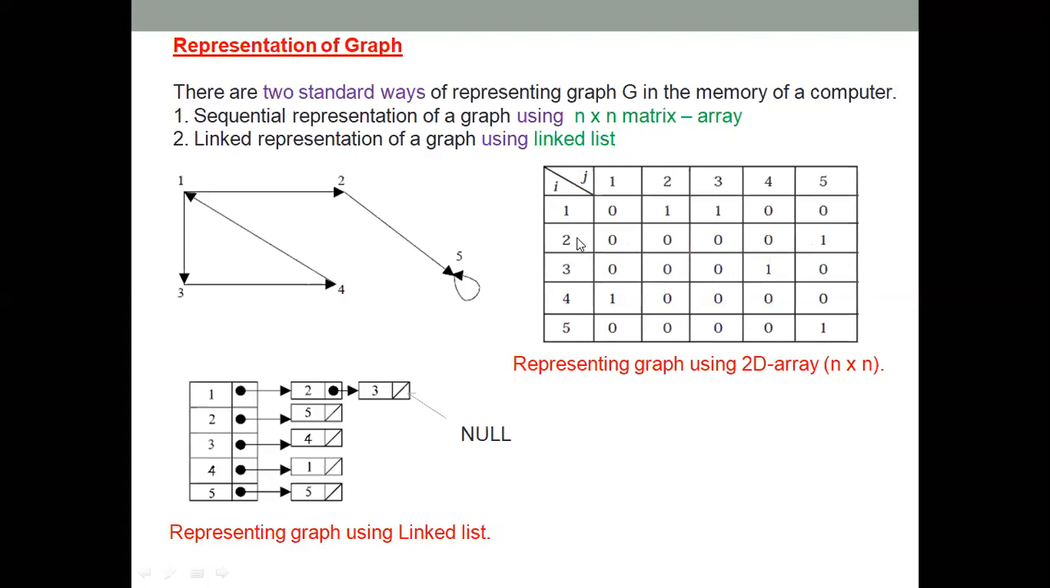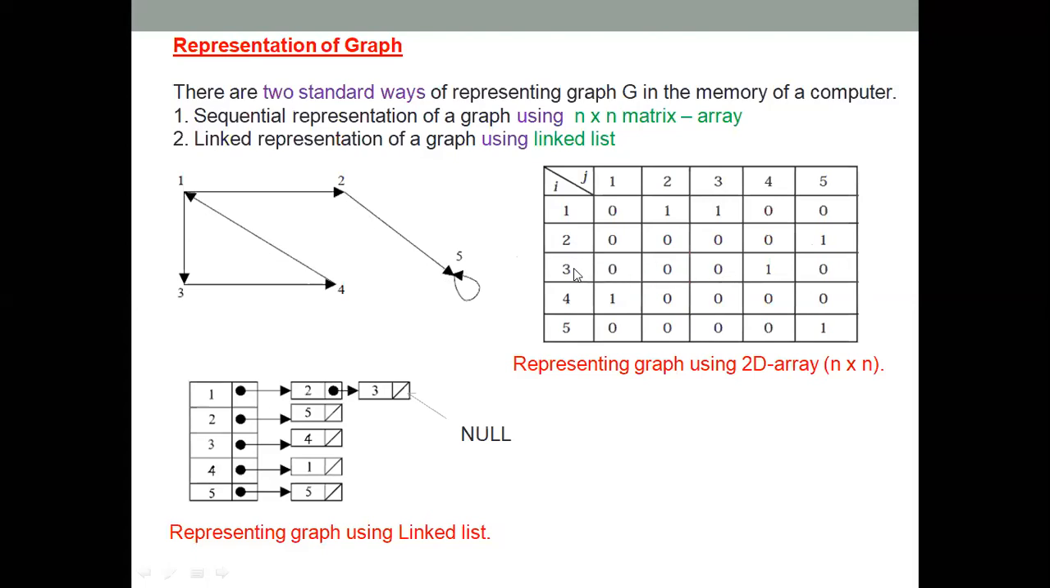Okay, so only 2 to 5. Look at the 2 to 5 here. 2 to 5, there is pointing. The arrow is pointing. See, from 2 to 5, the arrow is pointing. So you put 1 here. Okay, so from the 3 also, when you check 3 to 1, 3 to 2, 3 to 3, there is no pointing. So you put 0.